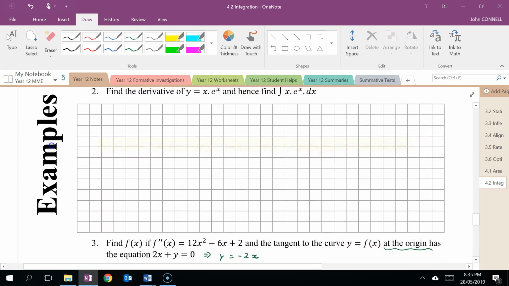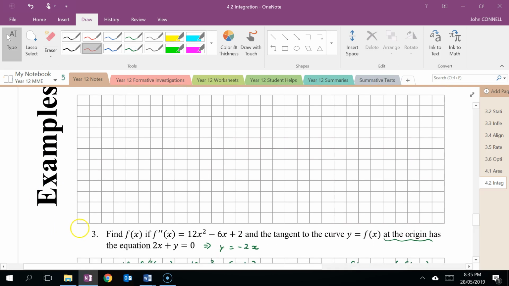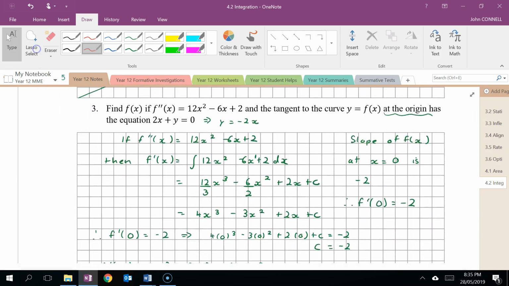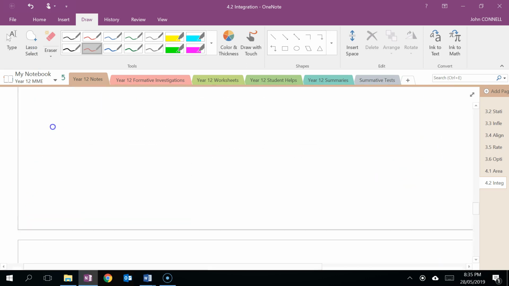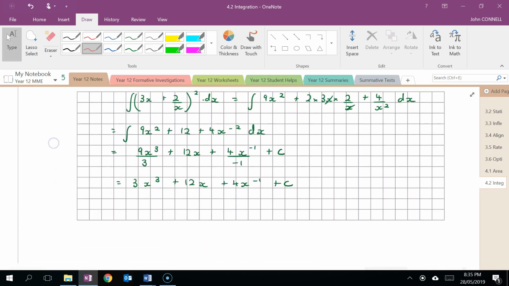Now this example here, we're not going to go through at the moment, so it's not quite relevant to what we're doing just yet. We'll come back to questions like that a little bit later. So your key focuses are back here, all these examples when we use the rules, and when we're given some specific information, we can find c.